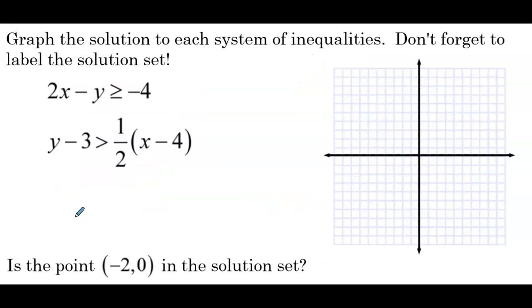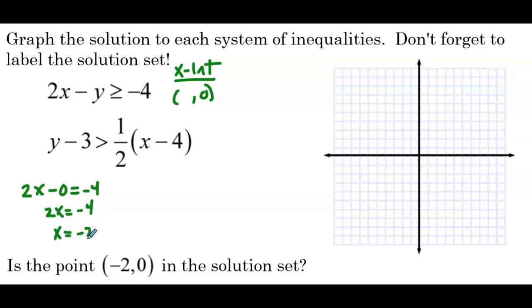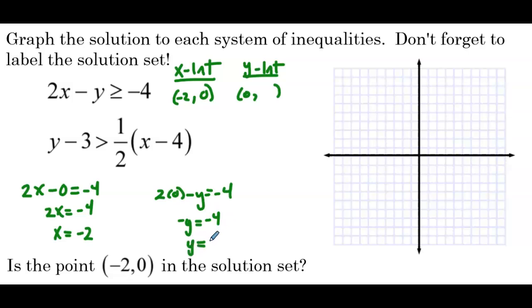Next up, 2x minus y is greater than or equal to -4, and y minus 3 is greater than 1/2 times x minus 4. Okay, so to graph this first line, which is in standard form, let's use the intercepts. So the x-intercept is when y is 0. So when y is 0, we'd have 2x minus 0 equals -4, 2x equals -4, x equals -2. And the y-intercept, when x is 0, so we have 2 times 0 minus y equals -4. So we have -y equals -4. That means y equals 4.